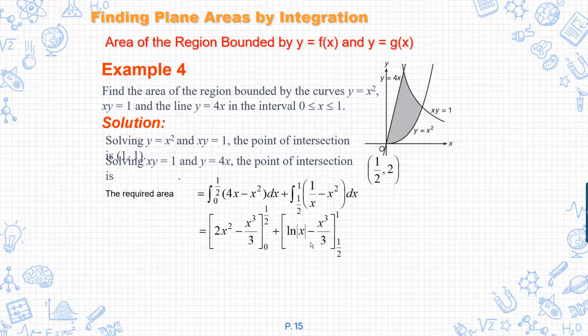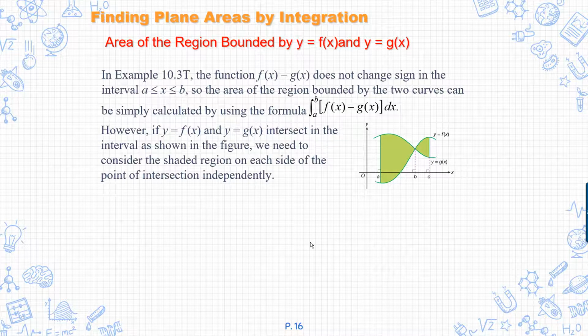Integral of 1 by x is ln x, right? Using the proper integral formula and then evaluating this whole integral, we got the function as 2x square minus x cube by 3 between 0 to 1 by 2 and this value. Let's quickly simplify it further. And yes, our final answer is ln 2 plus 1 by 6. Isn't that a very interesting answer?